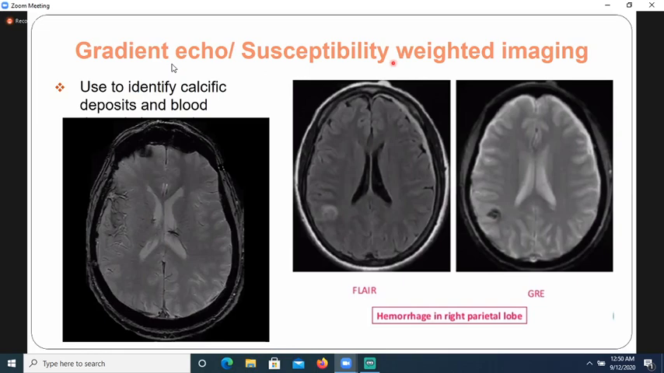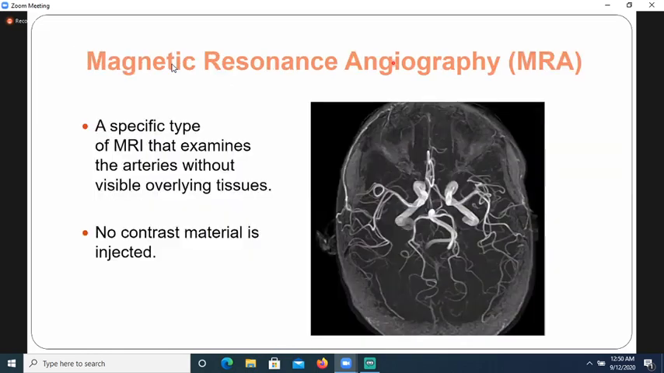Then the MRA is the specific type of MRI that examines the arteries without visible overlying structure. Whatever the parenchyma is there, it is blurred, and we only see the vessels, in which we didn't give any contrast. This depends on the physics of the MRI, but we do not give the contrast for MRA. For the post contrast image, we give the gadolinium contrast. But for the MRA, we do not give the contrast. This basically depends on the sequence or frequency which makes the arteries bright.